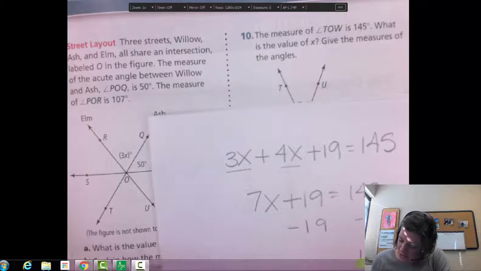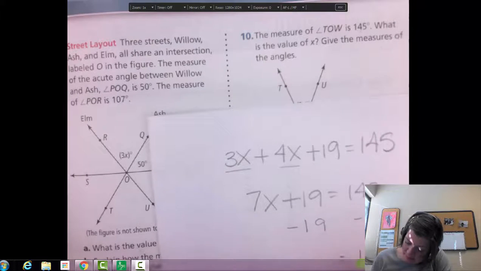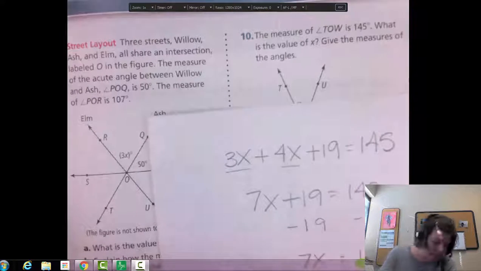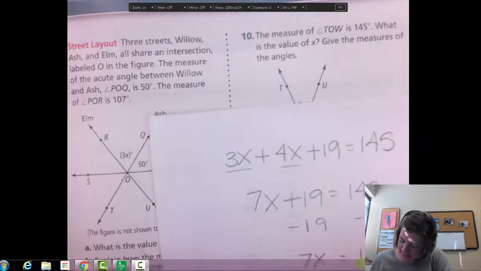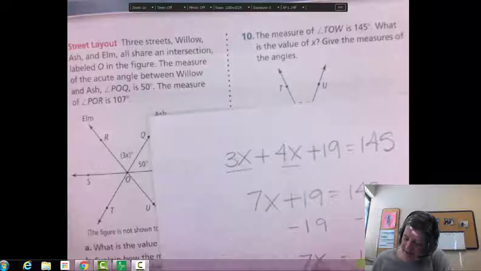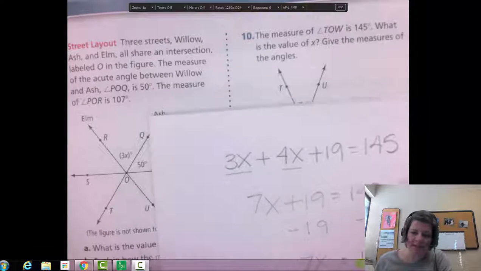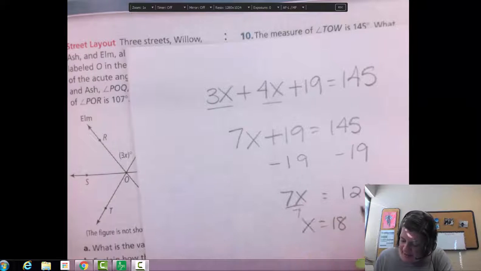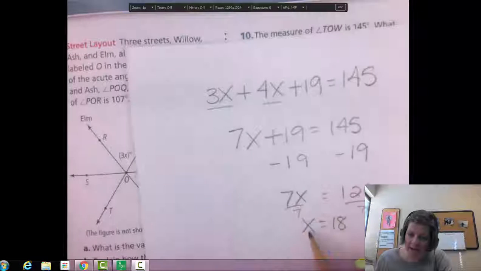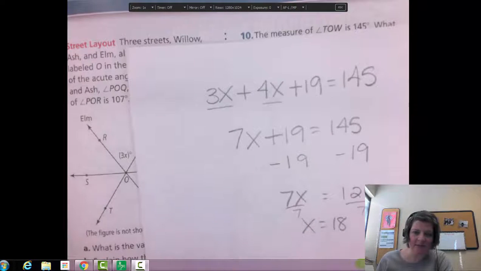So 126 equals 7x, but I don't know what that is divided by 7. I don't want to do the long division for that one. So x is 18. So divide by 7, divide by 7, so that you have 1x, or x, equals 18.